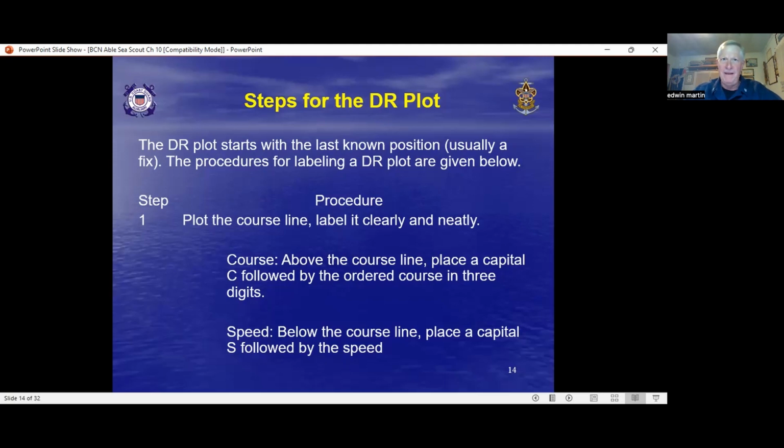But anymore, I think that's going to have to be rewritten because by 2025, NOAA won't be producing paper charts anymore. So we're going to have to learn the electronic version.